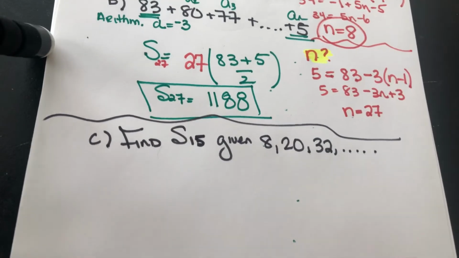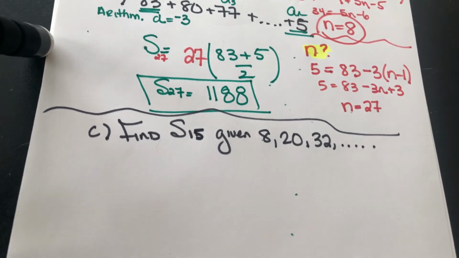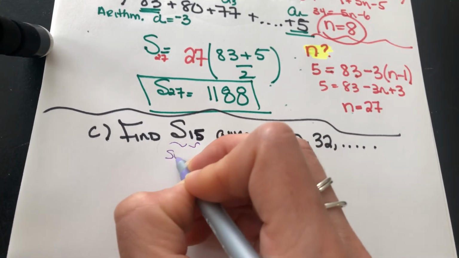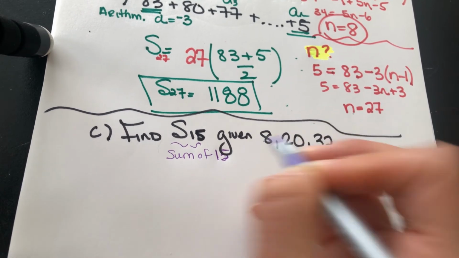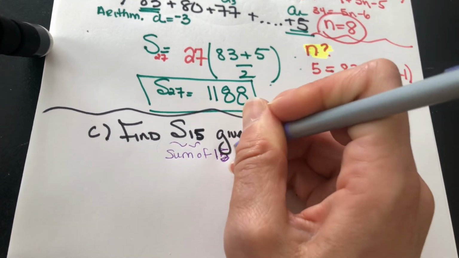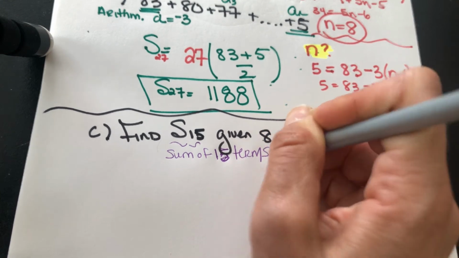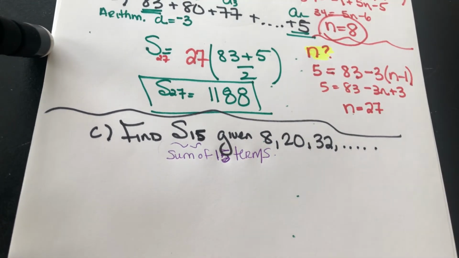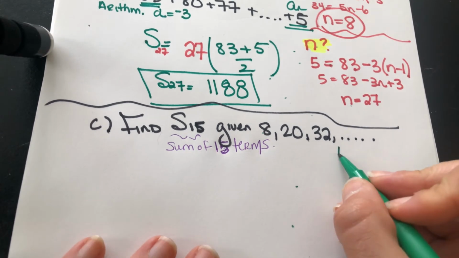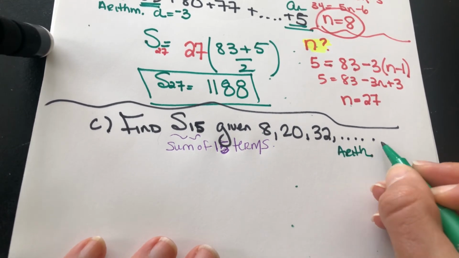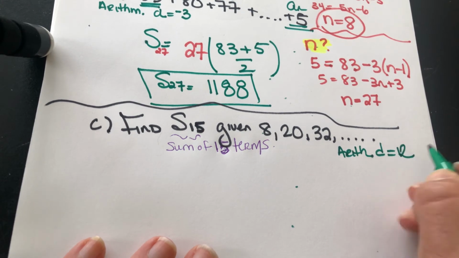Just so you guys can see. Okay, so first, the fact that I said S, you know this means find the sum of 15. It's always the first. So find the sum of 15 terms. All right, well, let's take a look. Is this arithmetic? Plus 12 plus, yep. So this is arithmetic. And again, the common difference is 12.